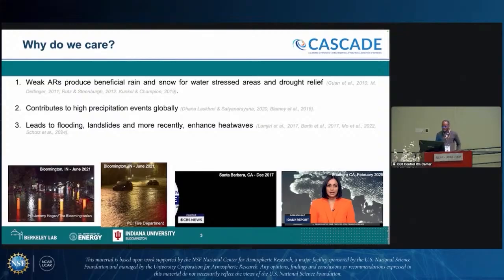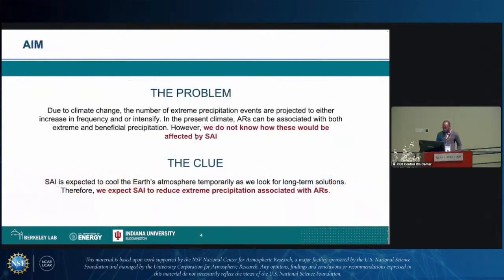So we want to see how they will change in a warmer climate, but also how they will change under stratospheric aerosol injections. The problem is that we do not really know how they will change under SAI, but we know that under SAI, there's going to be a reduction in the global mean surface temperature. That means we would expect precipitation to be affected, but we don't know what the sign or the signal for these changing atmospheric rivers will be. So that's what we're going to talk about.